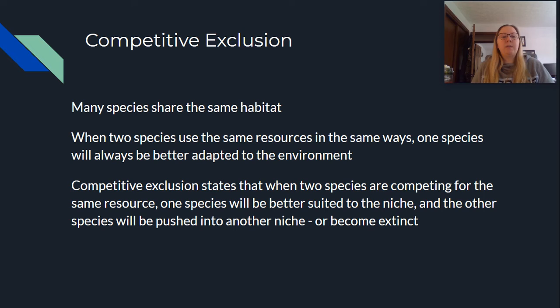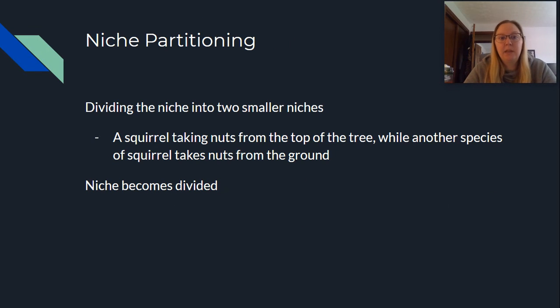Competitive exclusion is when many species share the same habitat. Two species use the same resources in the same way. One species will always become better adapted to their environment because they're competing for that environment. Competitive exclusion states that when two species are competing for the same resource, one species becomes best suited for the environment, making it that species' niche, and the other species gets pushed into another niche or can become extinct.